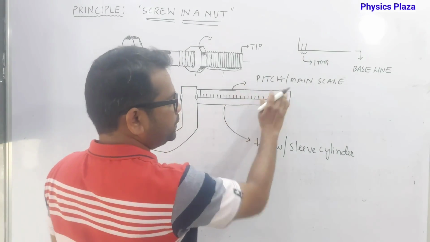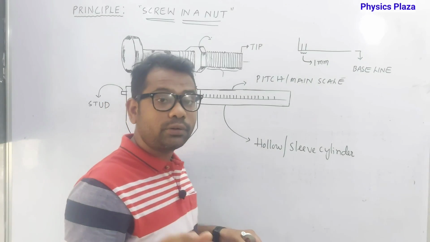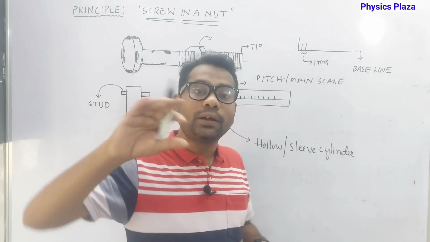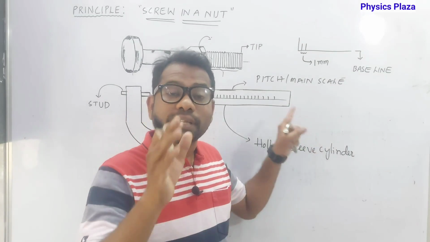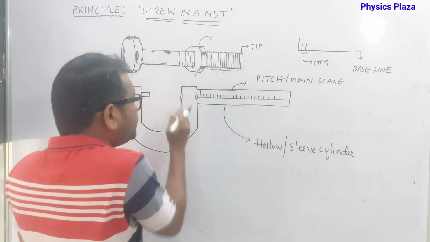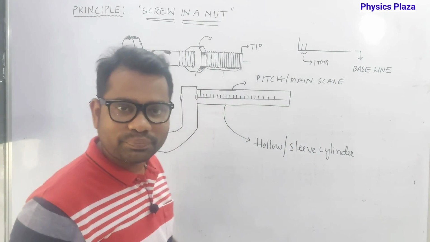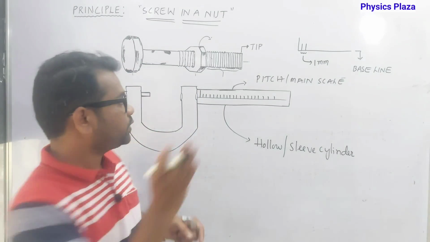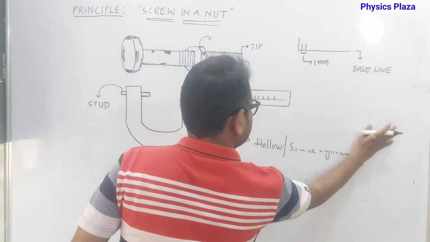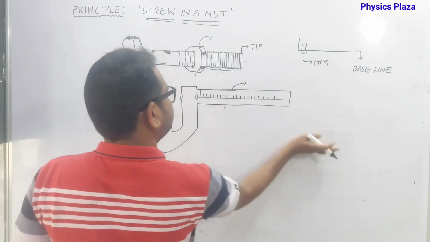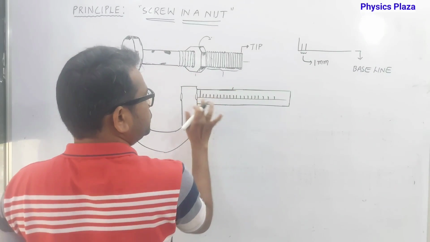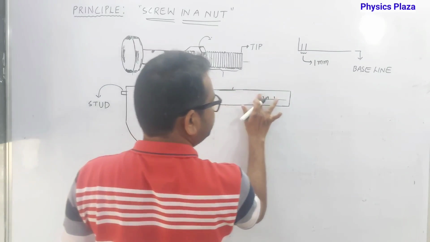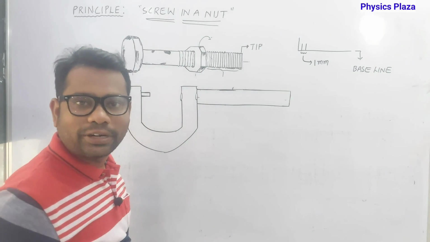So hope this pitch and main scale is clear, children. Again I am telling you, a scale is calibrated on the surface of the hollow or sleeve cylinder, which is attached to the right side of the U-shaped metallic frame. Is it clear? Fine, children. Now let us complete this diagram. This scale again we will make afterwards.